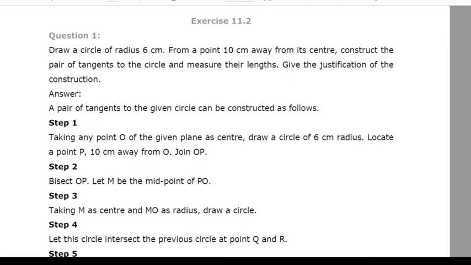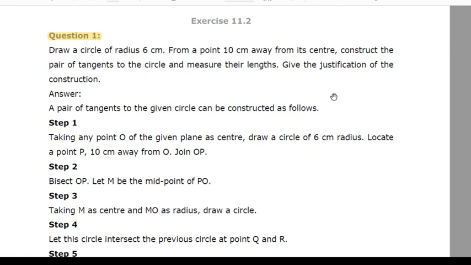Next, 11.2. Draw a circle of radius 6 cm from a point 10 cm away from the center. Construct a pair of tangents to the circle and measure the length. Give the justification and construction. Very nice, this problem, and very easy this problem also. See how you can do this problem.